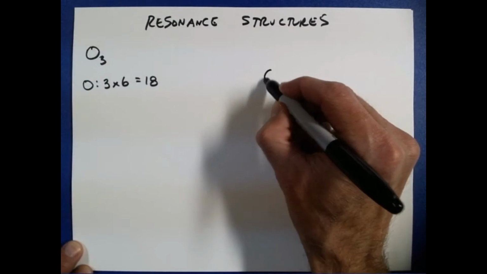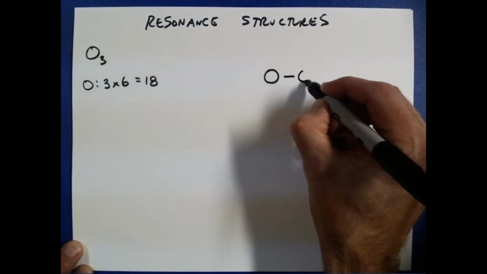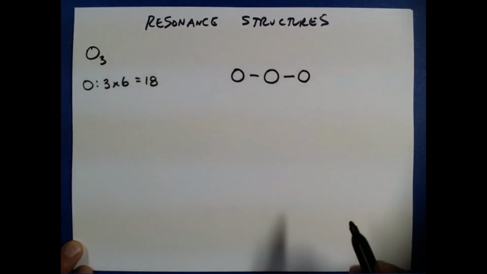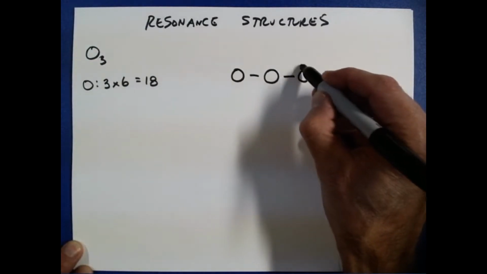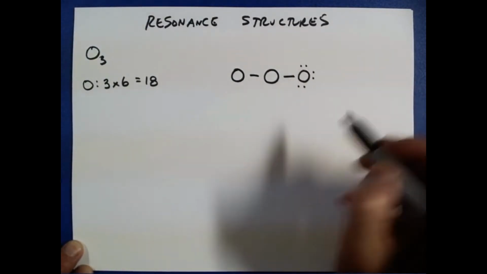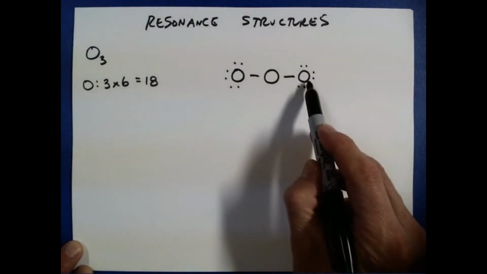I'll draw my central oxygen. I'll draw terminal bonds to the other 2 oxygens. And now I'm going to satisfy the terminal oxygens with a stable octet. So I've got 2, I better add 6. That'll be 3 lone pairs. 1, 2, 3, 4, 5, 6, 7, 8. We'll do the same over here. So it's like I've got 8 and 8.